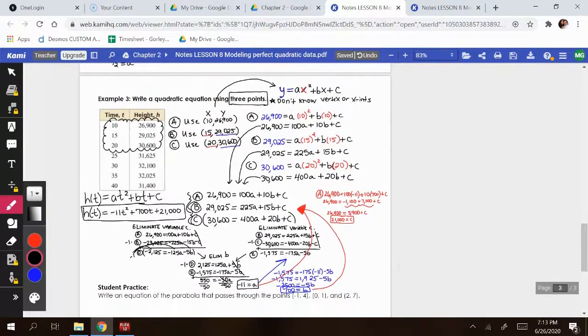So you can see it's kind of exhausting. We really want to be able to use vertex form or x-intercept form if possible, because otherwise the systems of equations takes a long time to get your parabola of perfect fit. Again, this was a perfect quadratic model.